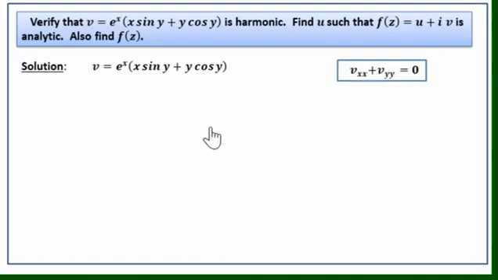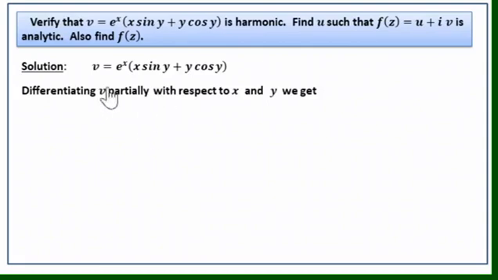So what is vx now? Differentiate with respect to x and y partially to get dou v by dou x and dou v by dou y. First we will find dou v by dou x by differentiating v with respect to x, keeping y constant. Here we have e power x and (x sin y plus y cos y), the product of two functions. So we use the product rule and find dou v by dou x.